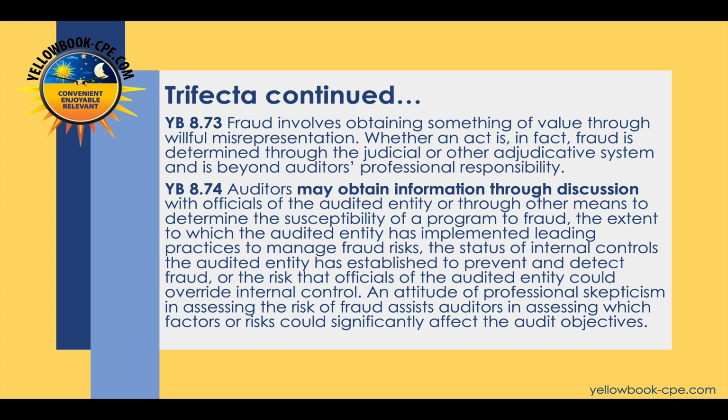Now, here's another couple of paragraphs, and it defines fraud in the first paragraph up there, 8.73. 8.74 says you may obtain information through discussion with officials. Whenever the Yellow Book uses the word may, it means you don't have to do it. And this is saying you don't have to ask those rude fraud questions that are recommended by the AICPA. This is optional, but it's a good idea.